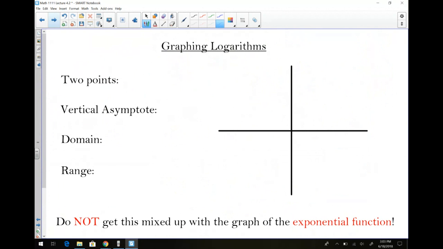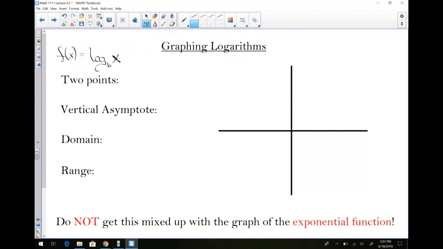Okay, so graphing logarithms. What we've seen before is that the exponential function and the logarithmic function are inverses of each other. So what's interesting about this is, first of all, let's go ahead and write this stuff down before we get there. This is what you're going to come in contact with. So you're graphing logarithms now, you guys.